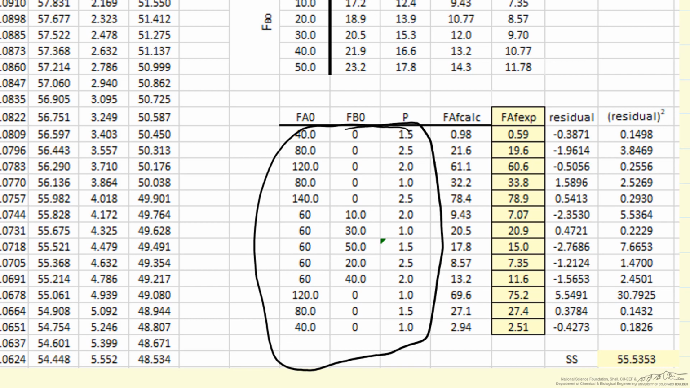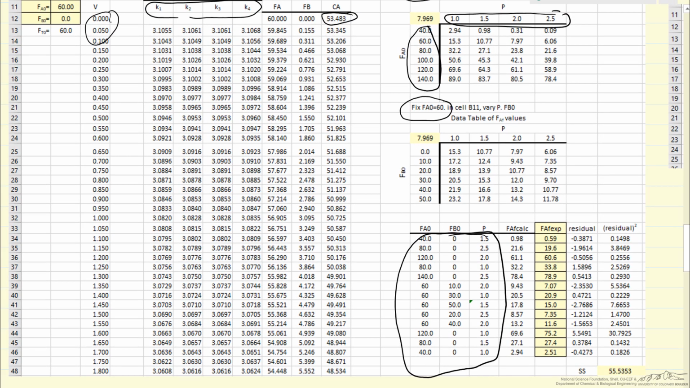So I pick the value from the table, for example, for a flow rate of A of 40 and B of 0 and pressure 1.5, that's this value here. That gets put in here. Here are our experimental values. Residuals, square of residuals, this is what we minimize with Excel Solver.